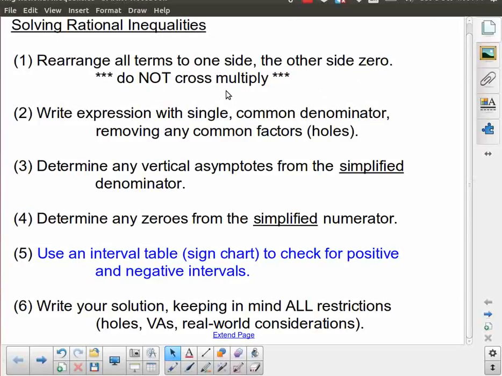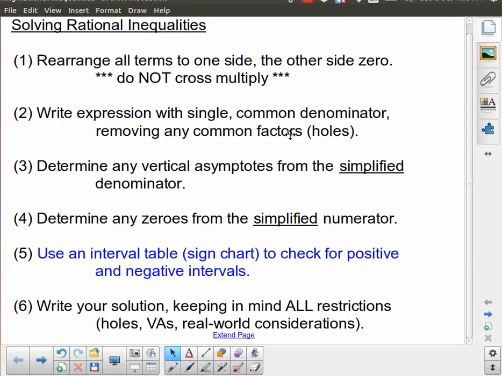I mentioned this in a previous video, and I'm going to go into some more detail in this video as to why we don't do that. Once we have everything moved to one side, we need to write everything with a single common denominator. We're going to want our numerator and denominator factored so that we can remove any common factors by dividing from both the numerator and denominator. Those are going to appear as holes on our graph, and they're also going to appear as holes in our possible solution. We'll say more on that later as well.